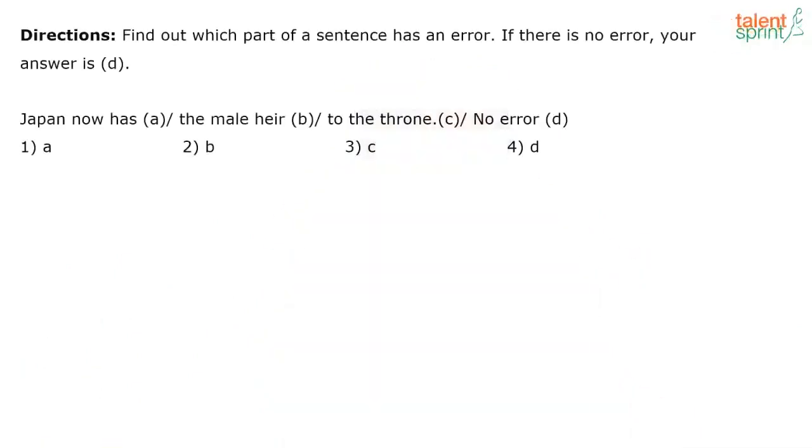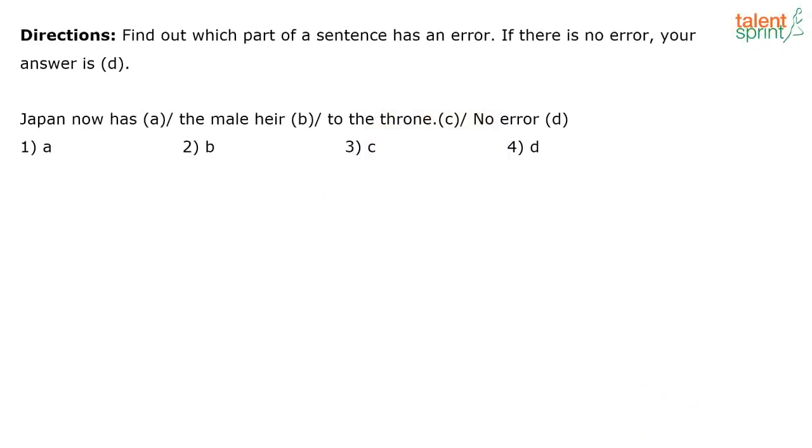Basically, what does the context mean? Japan now has some male person, right? The next son or whoever has become the king. He has ascended to the throne. That's the context meaning. So in terms of construction, "to the throne" is absolutely fine. There's nothing wrong in that. Right? That's how you will say it.